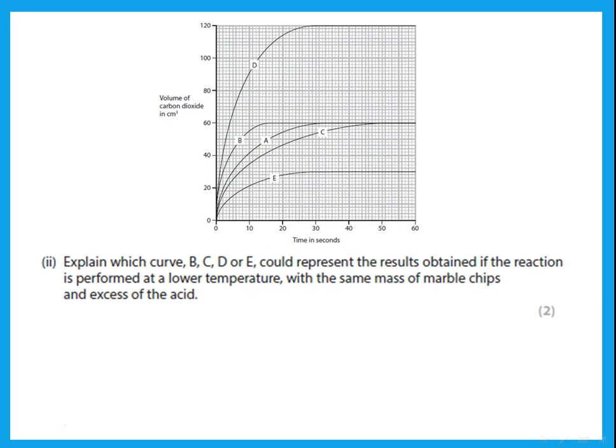Now, if I have the same curves and he's saying explain which curve could represent the results obtained if the reaction is done at lower temperature. So I have graph A. Now, if I repeat graph A at lower temperature, you should realize that lower temperature means the reaction is slower. Which graph shows me something slower than A, but the same final volume because he's using the same mass of marble chips? That is graph C. The curve is less steep, but the same final volume of gas. Remember that he says explain which curve. So you tell him which curve and the explanation for it.